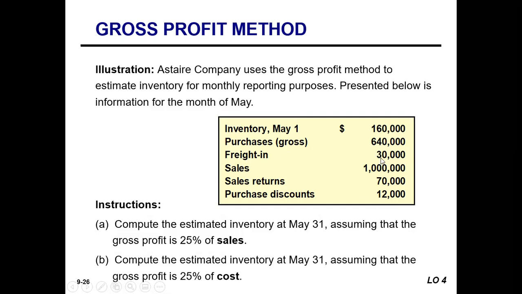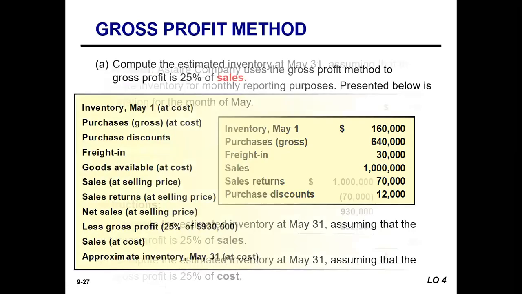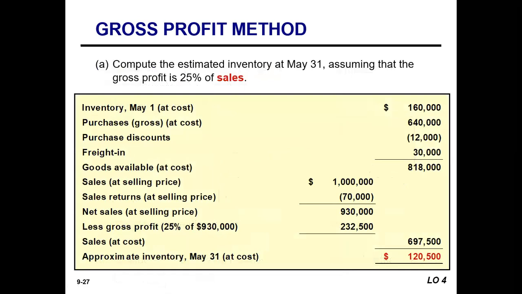And then purchase discounts reduce inventory. So then we were up to 830 minus 12. Oh gosh, I'm trying to do this in my head. What would we be at? 818 or something like that would be our inventory at that point. So it says compute the estimated inventory at May 31st, assuming that the gross profit is 25% of sales. And then for letter B, compute the estimated inventory at May 31, assuming that the gross profit is 25% of cost. So for letter A, computing the estimated inventory at May 31st, assuming that gross profit's 25% of sales.